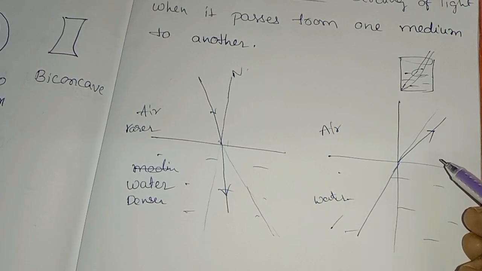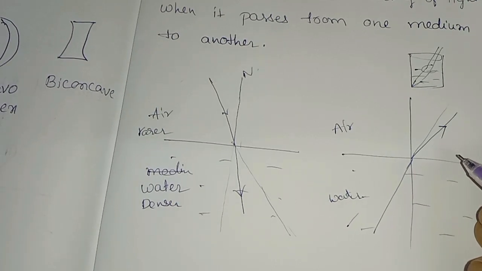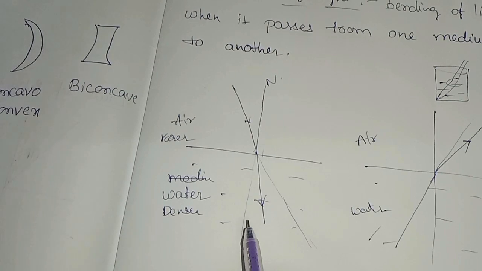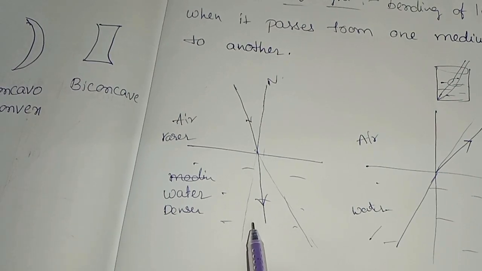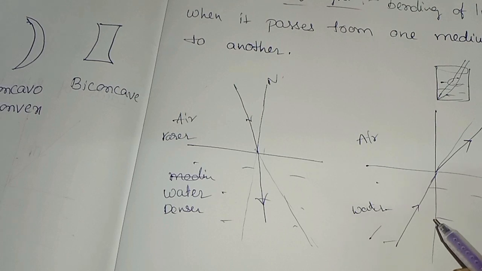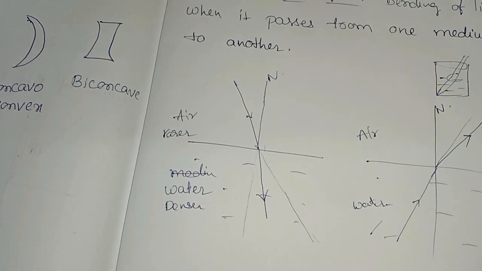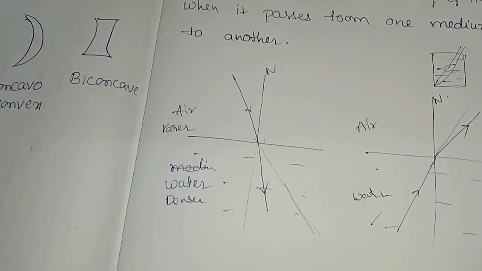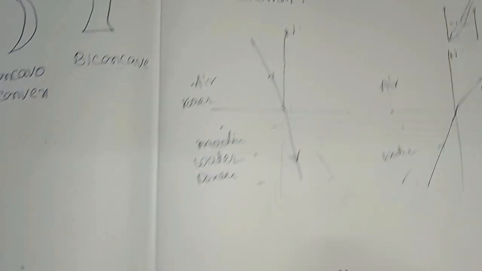This phenomenon is called refraction of light. When any light ray passes from rarer medium to denser medium, it bends towards the normal. When a light ray passes from denser medium to rarer medium, it bends away from the normal. This is the universal law related to the refraction of light.